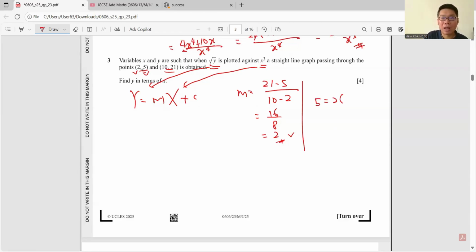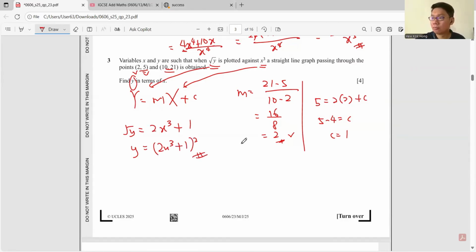Then I can find my c by using this info in y equals mx plus c. C is 1. Then I can confirm my y is this mx plus c. The question requires you to write y in terms of x, which means you need to make y your final answer. Square root throw there becomes square. Then you get the complete 4 marks.